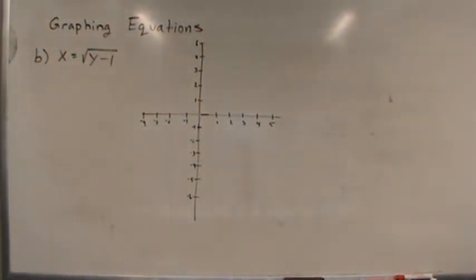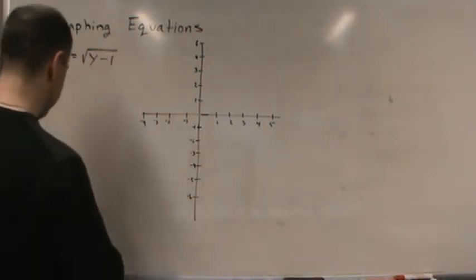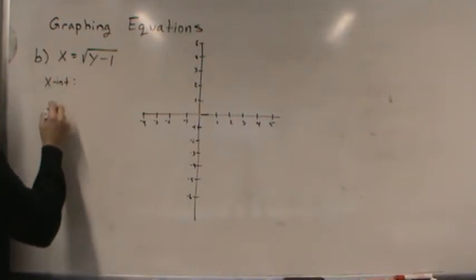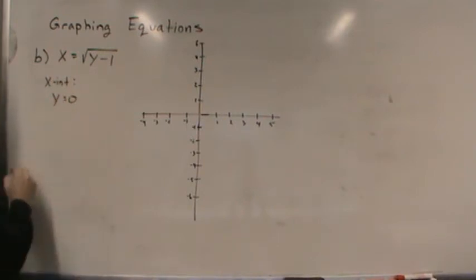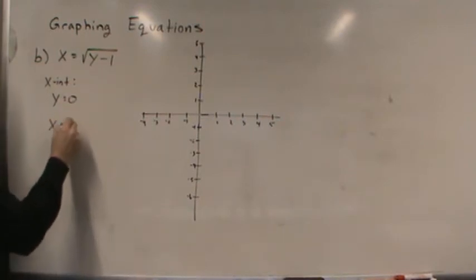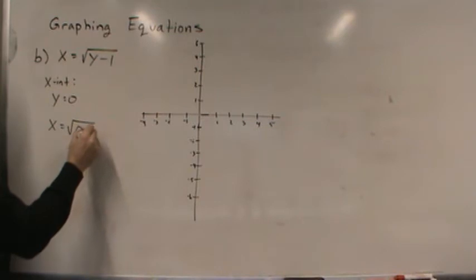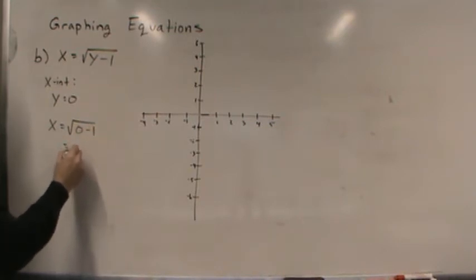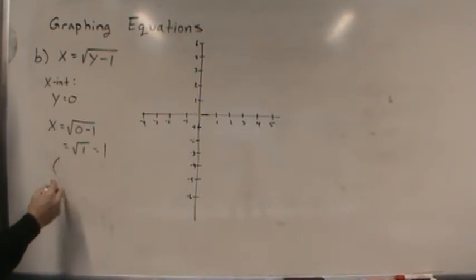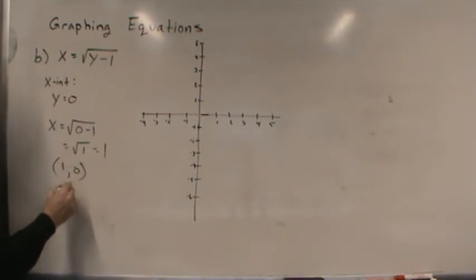Now we have this equation, and again we start with step number 1, find the intercepts. Let's do the x-intercept. This is when y is equal to 0. So we plug in 0 for y here, and we get x equals the square root of 0 minus 1, which equals the square root of 1, which equals 1. So now we have an intercept located at (1, 0).